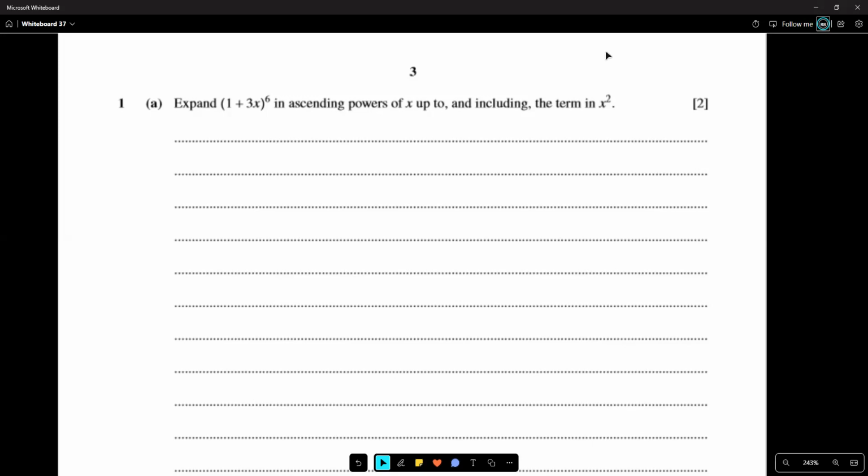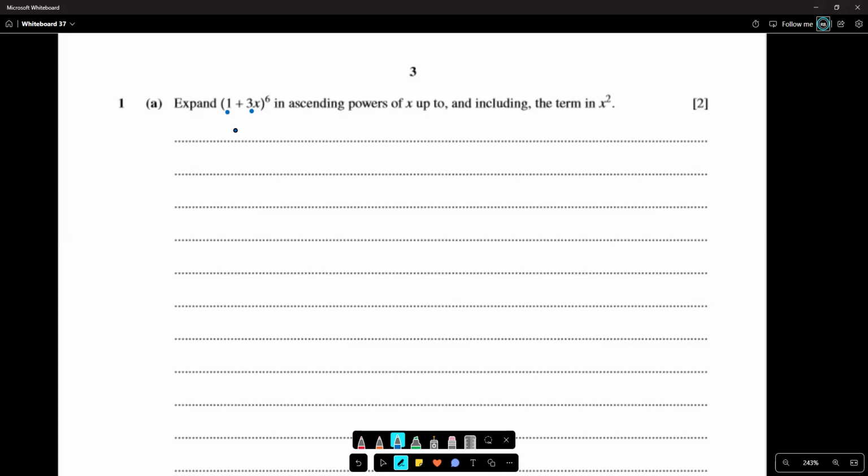The first question asks us to expand (1 + 3x)^6 in ascending powers of x up to and including the term x to the power of 2. Okay, so guys, I'm sure we can all see that here we're going to use the binomial theorem, because I have two terms in the brackets, so it's binomial, and I have to use the binomial theorem.